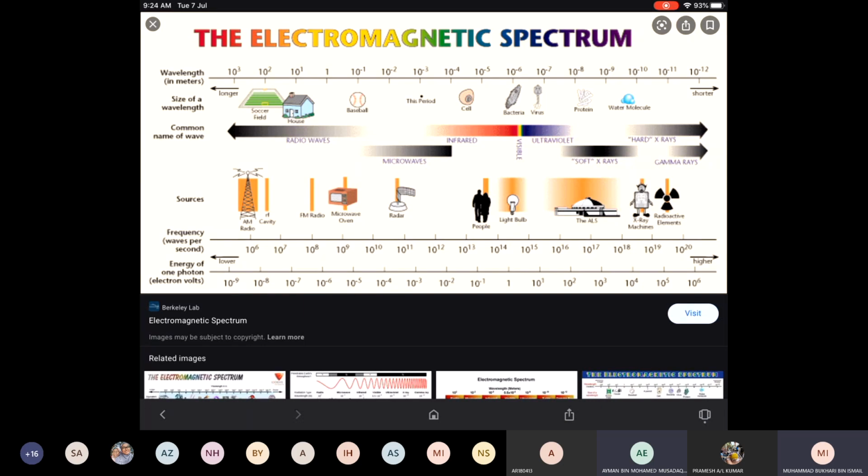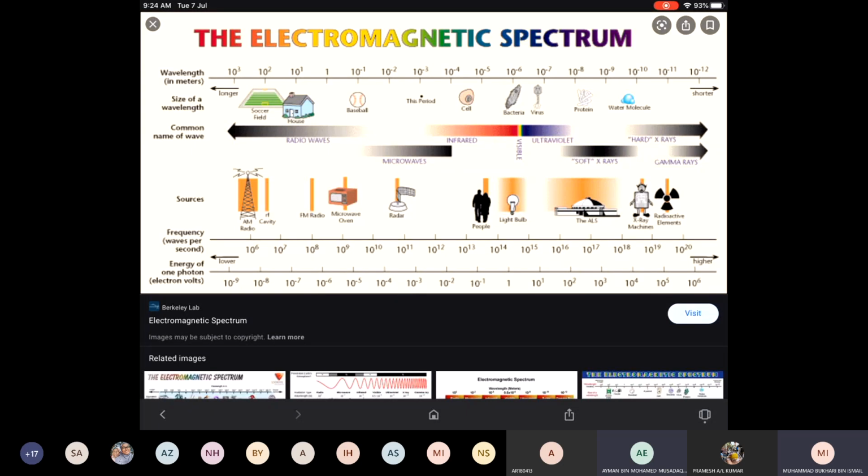Okay, before that. What are the types of waves that you can see in the diagram? You see radio waves. On the left, and then we have microwave, infrared, visible, ultraviolet, soft X-ray, hard X-ray, and gamma ray.